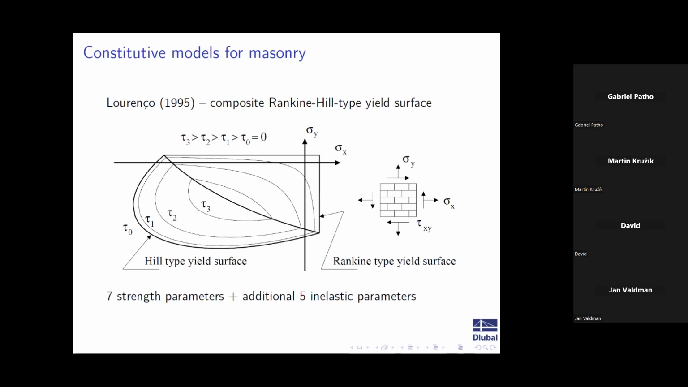And as you will see, although this looks like an easy model, you still need 12 parameters to define these yield surfaces. And I already said that if we introduced only this model, nobody would use it. Everybody would ask, okay, and what should I input into these parameters? So we will go through that as well. We made some nice engineering heuristics for the assumptions of these parameters.